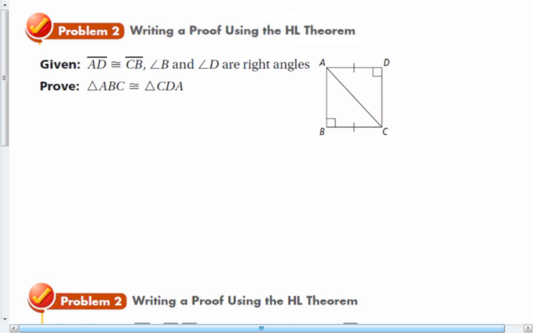All right, problem 2, we're going to learn how to write a proof using the hypotenuse-leg theorem. So remember, all we have to do is show that the two triangles are right triangles, that the hypotenuses are congruent, and that one set of legs are congruent. And you can see that we're going to say that these hypotenuses are congruent here because of the reflexive property, so that's what we're going to use. So let's start by stating the givens.